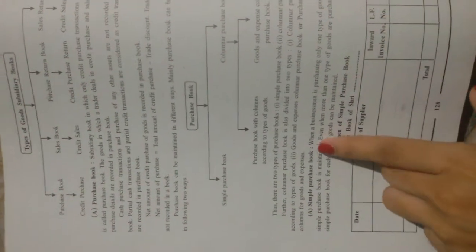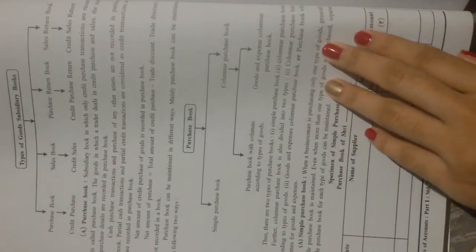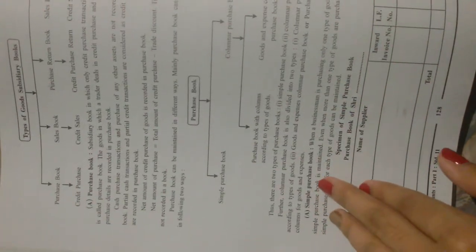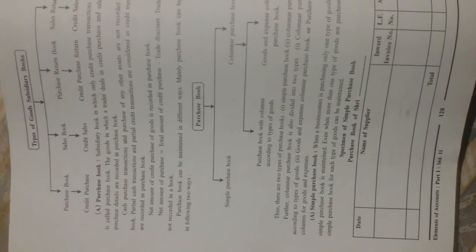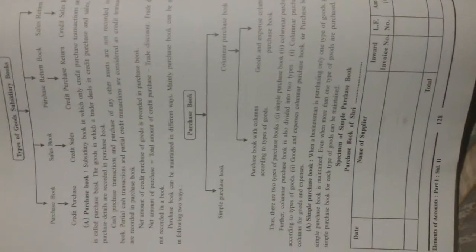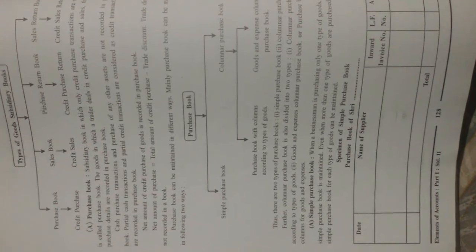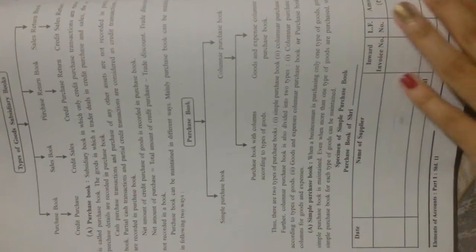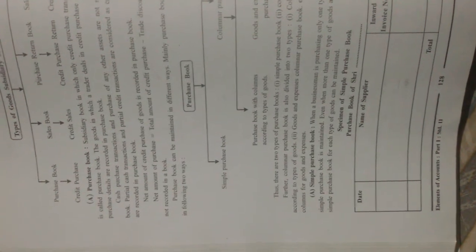Simple purchase book means when a businessman is purchasing only one type of goods. Generally, a simple purchase book is maintained. So when a business purchases only one type of goods, then the simple purchase book can be maintained.